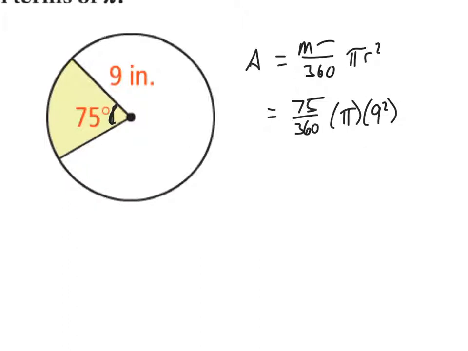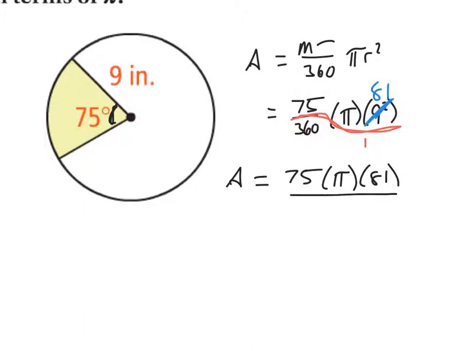Well, what is 9 squared? 81. We know that. All right. So I'm going to go ahead and rewrite this as one big fraction, just like we've done before. And so my area is now going to be 75 times pi times 81 all over 360. I've got to reduce that down. I do not want decimals in my answer.